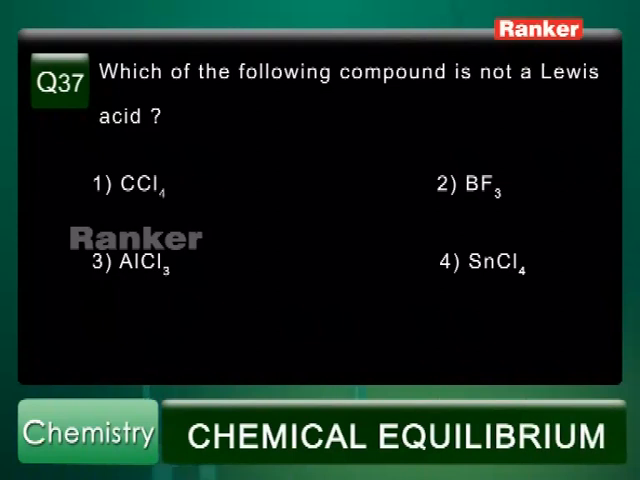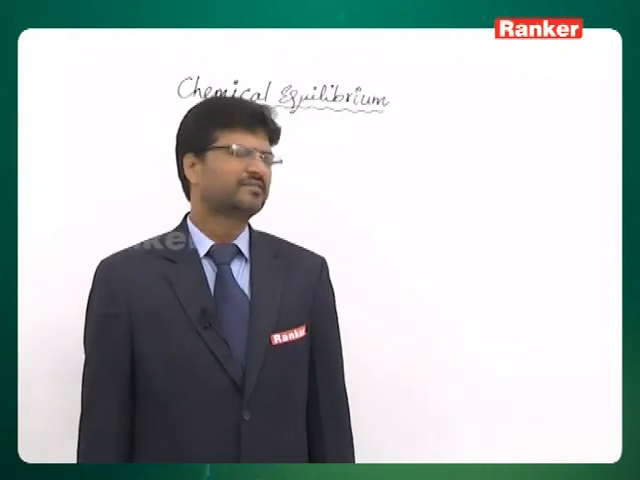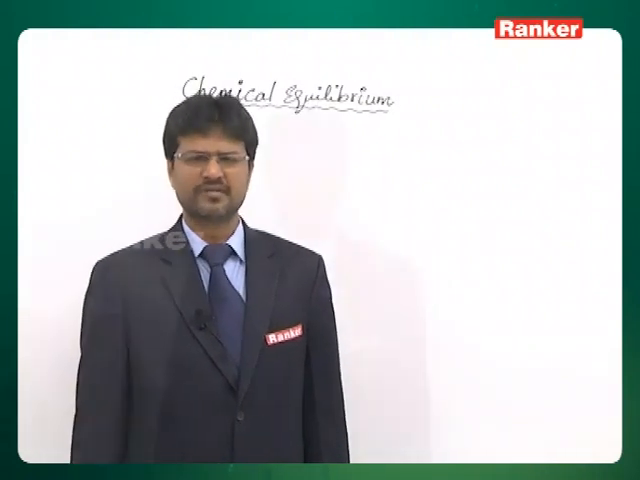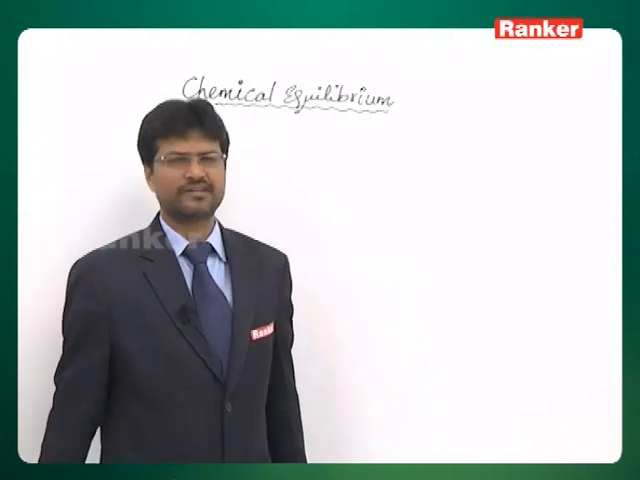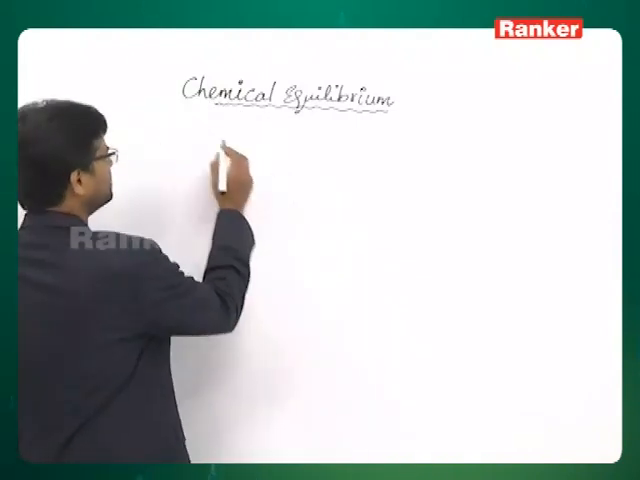Which of the following compounds is not a Lewis acid? Remember, a Lewis acid is a species which can accept a lone pair of electrons. To accept a lone pair of electrons, a Lewis acid should have a vacant orbital. CCl4 does not have a vacant orbital on carbon. BF3 has a vacant orbital. AlCl3 has a vacant orbital. SnCl4 has vacant d orbitals and is capable of expanding its valency beyond octet. So the correct answer is CCl4.